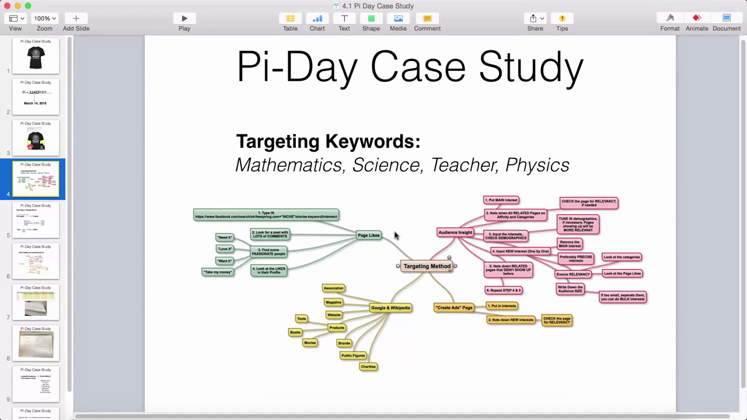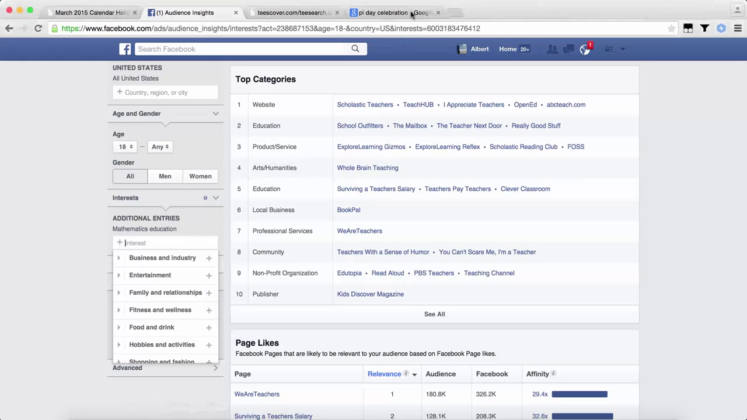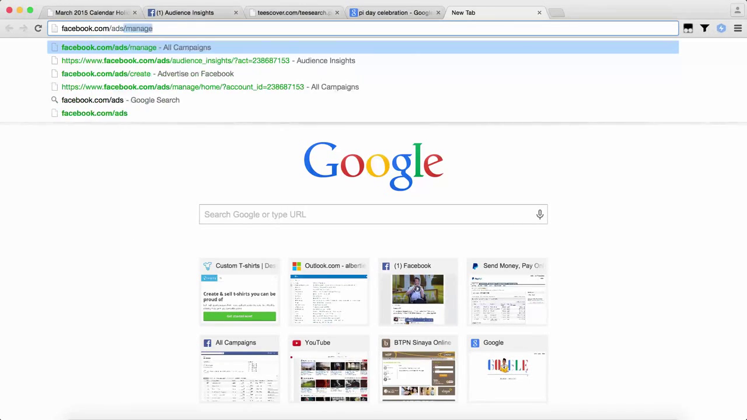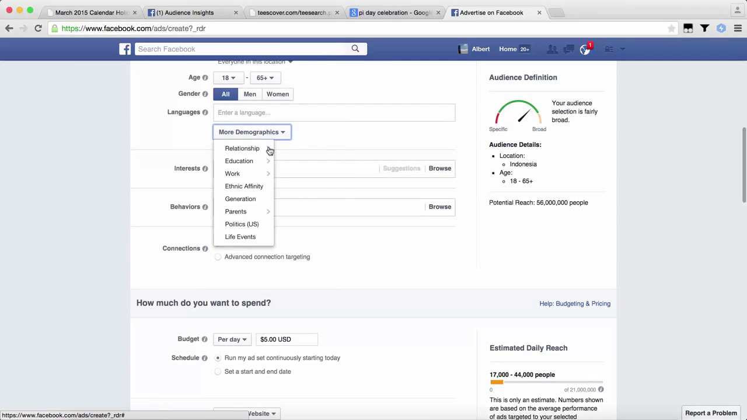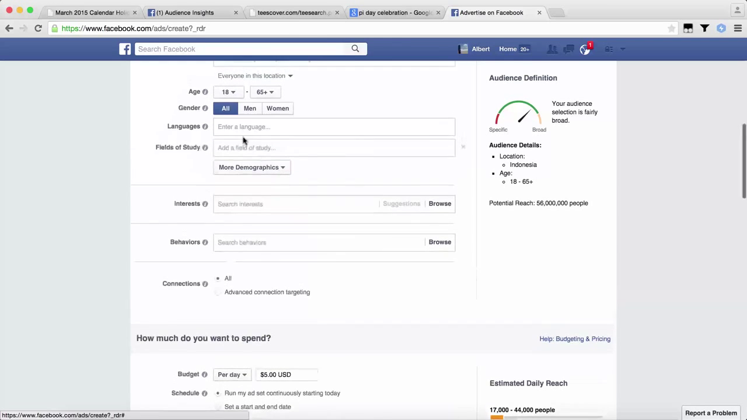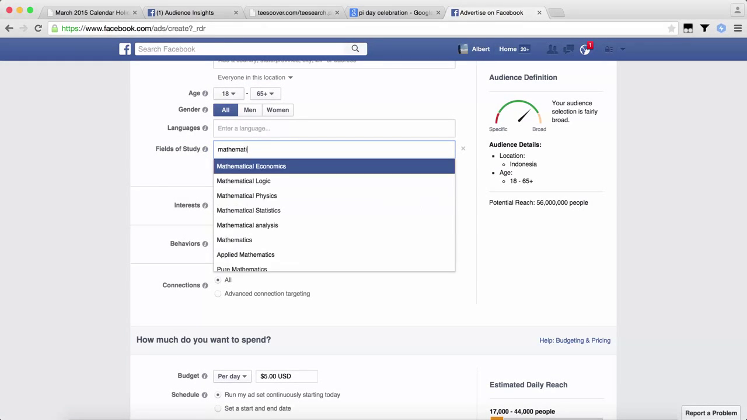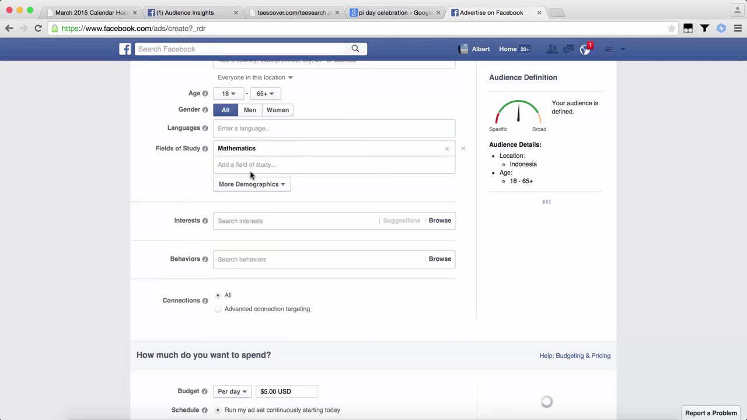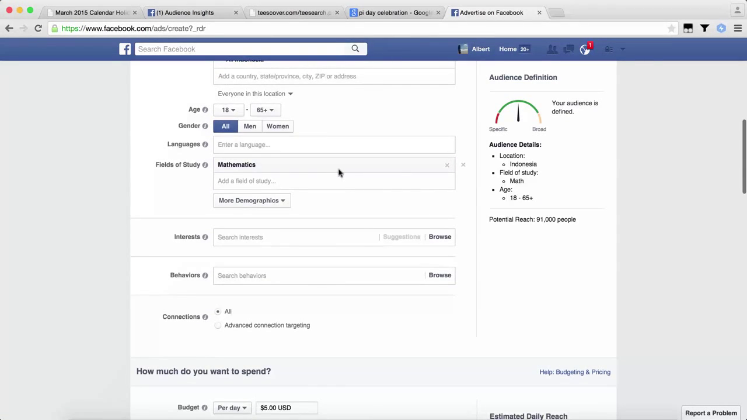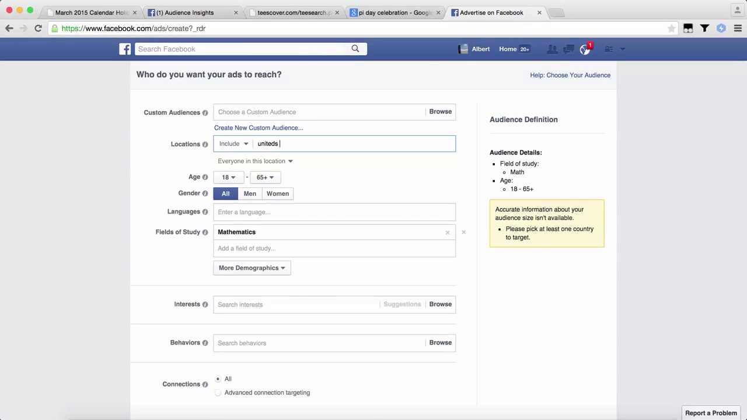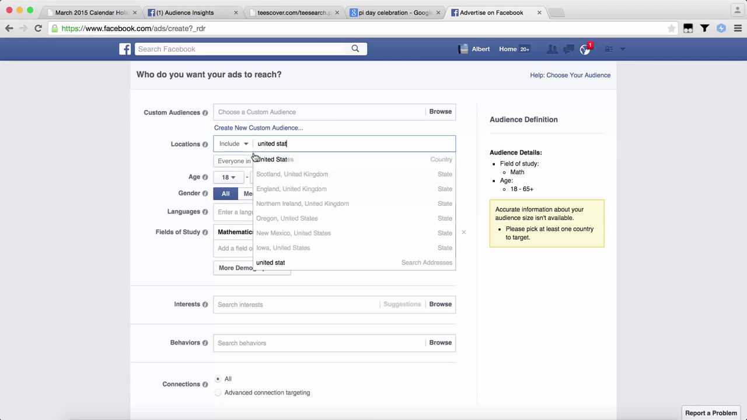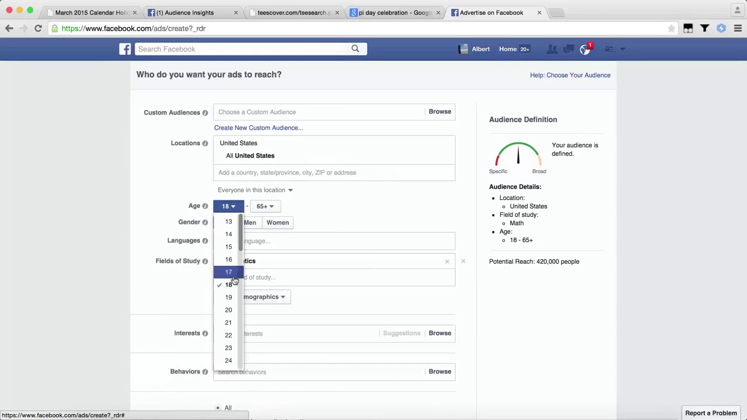By the way, I also target field of study. Let me show you here. We go to Facebook, ads, create. When you're creating your ads, you can choose more demographics, and then education, field of study, and you can type in mathematics. I made this United States, $35 to $64.